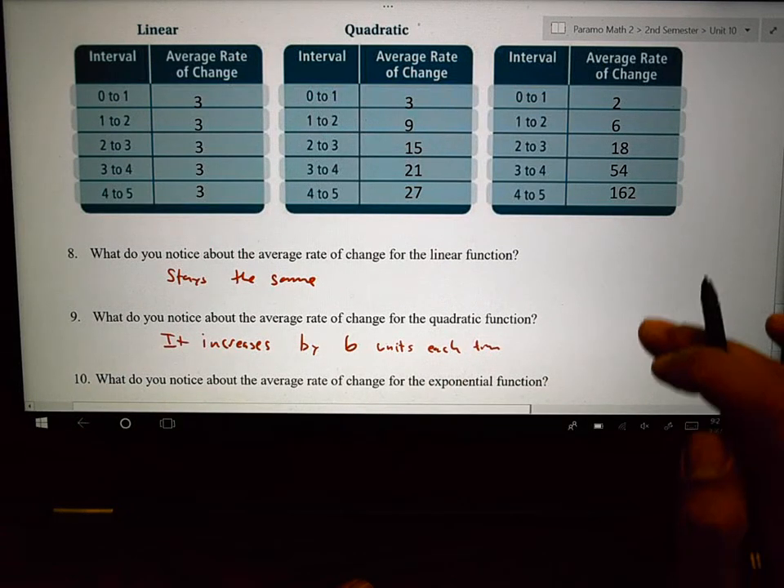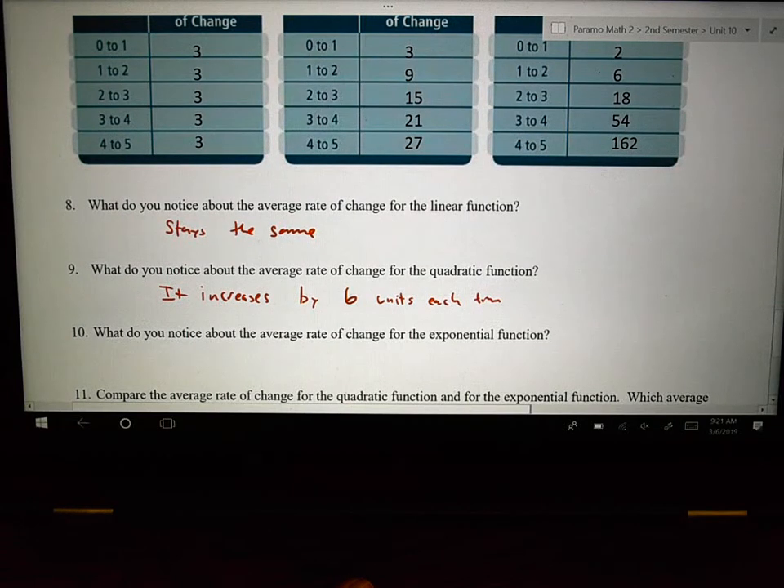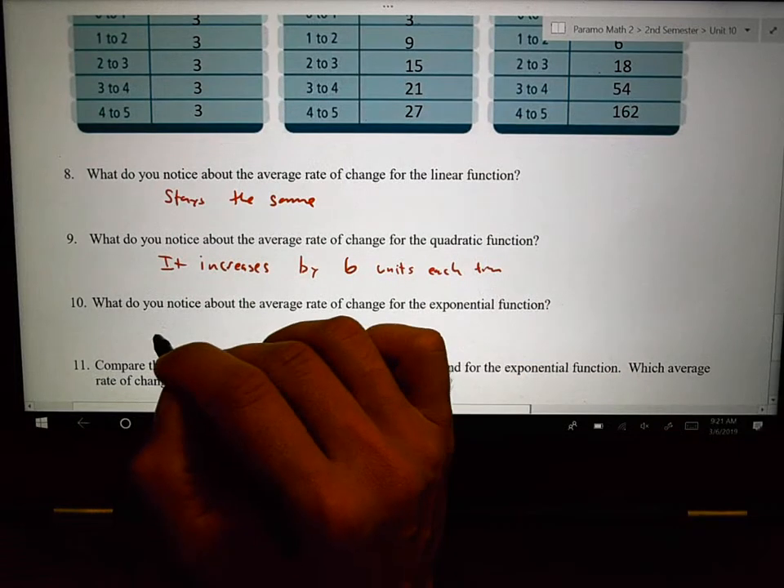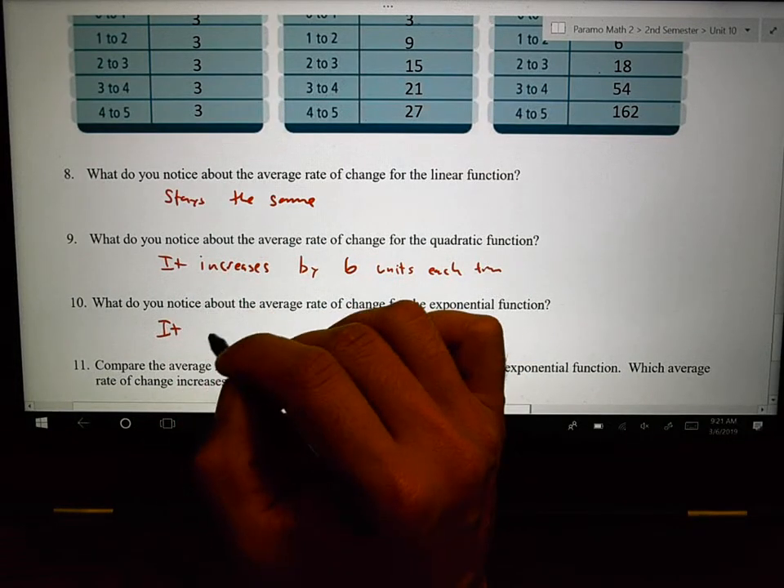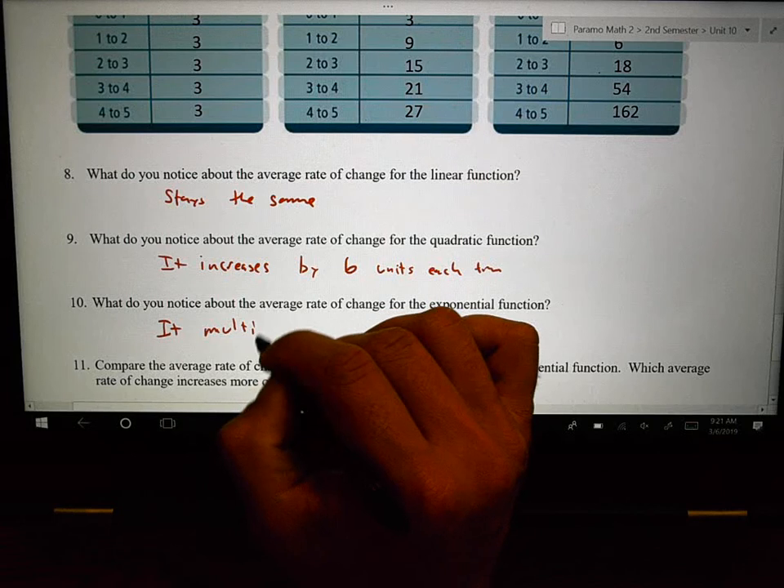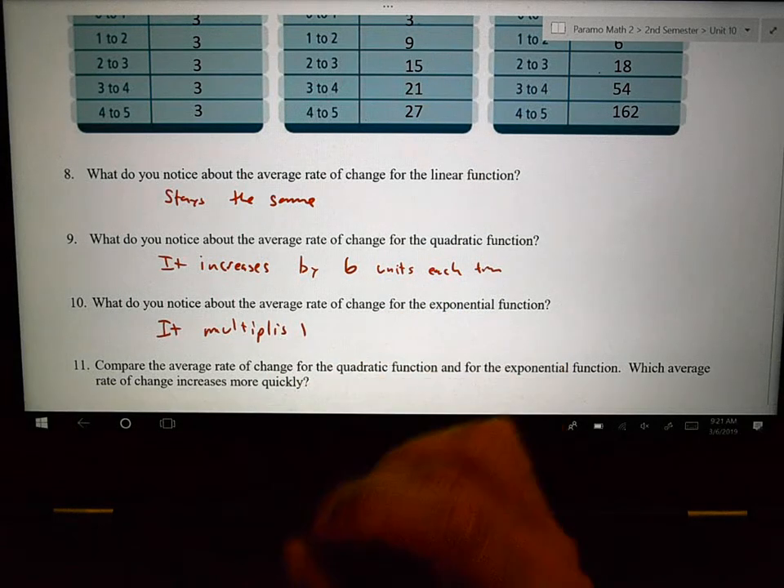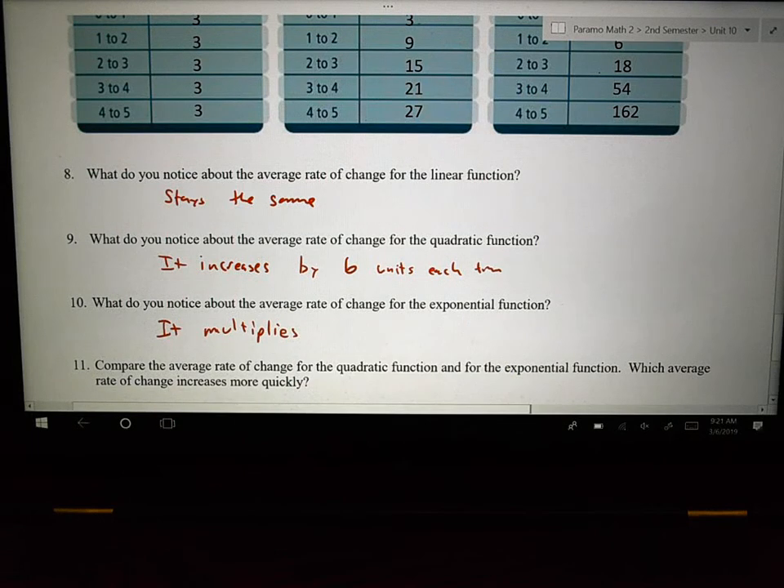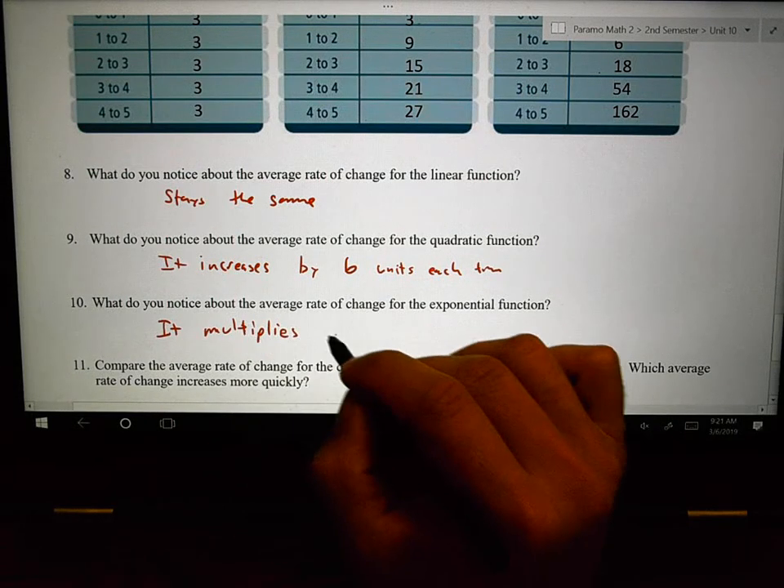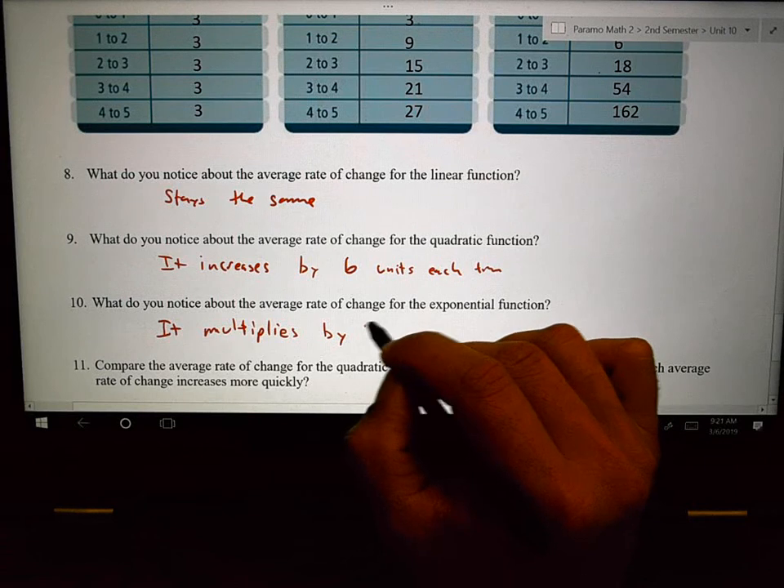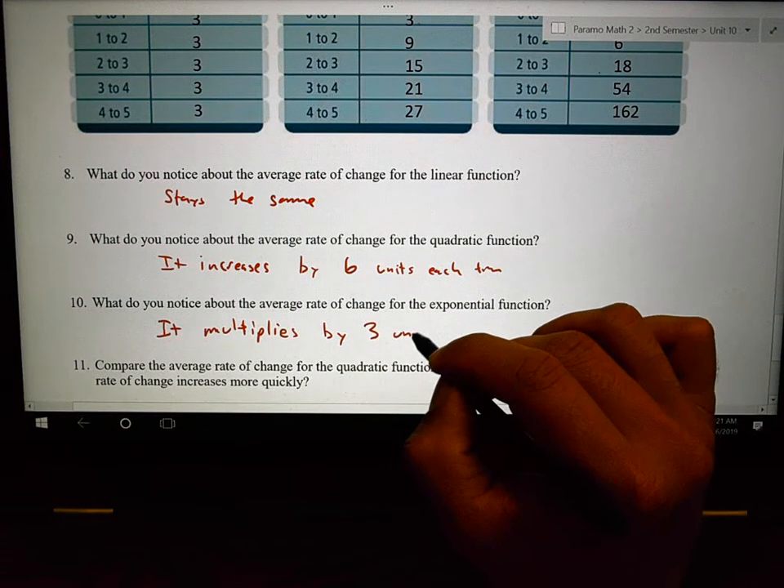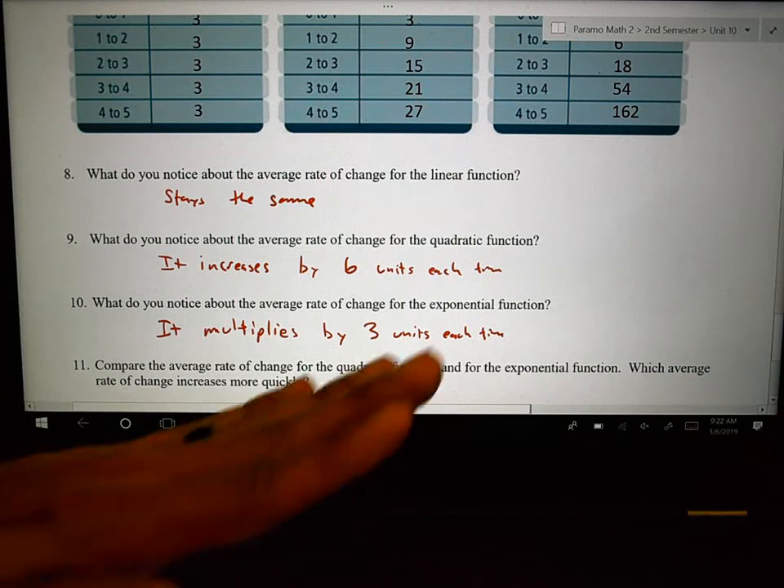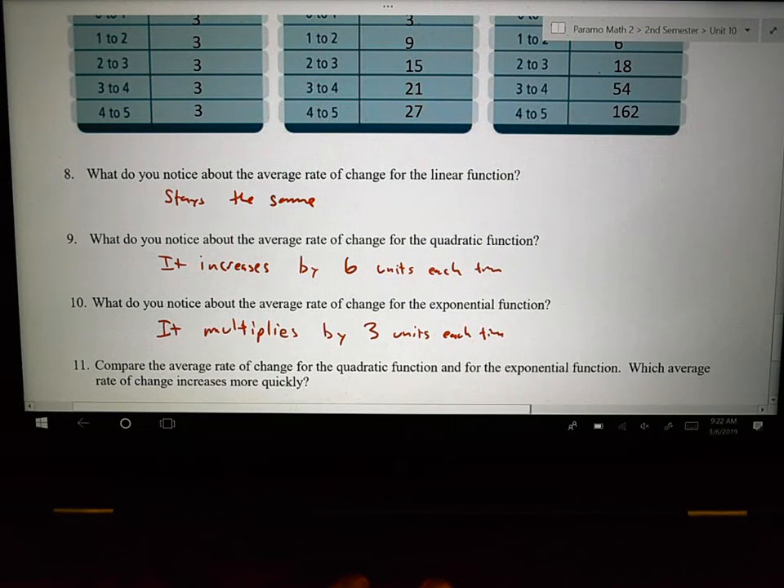Number 10, what do you notice about the average rate of change for the exponential function? Ooh. It doesn't just increase, it multiplies. By what? Multiplies by 3 units each time. That means that this is going to eventually become way steeper than this because it's multiplying, not just adding.